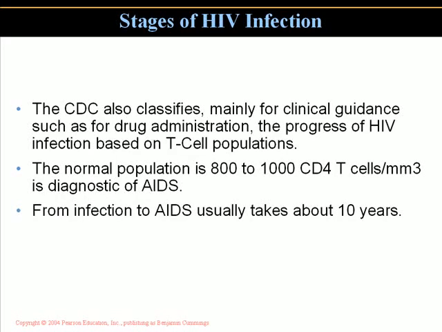CDC also classifies mainly for clinical guidance such as drug administration, the progress of HIV infection based on T-cell population. Now, the normal population of our T cells, which is measured in what's called the CD4 count, is around 800 to 1,000. From infection to HIV disease can take up to 10 years to evolve in some individuals. So an exposure up to 10 years can lead to a seroconversion, where our body will begin to form antibodies against the HIV virus.